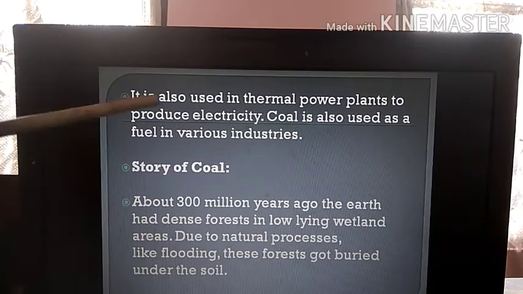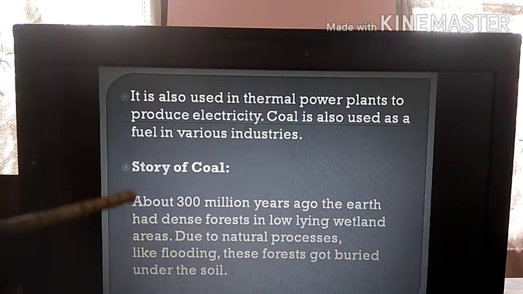It is also used in thermal power plants to produce electricity. Because it is a fuel, it can be used to produce electricity also. That means light energy and heat energy will be converted into electrical energy. Coal is also used as a fuel in various industries. In many industries we can use it because it is a form of fuel. So that was a small note about coal, how coal can be used as a fuel.